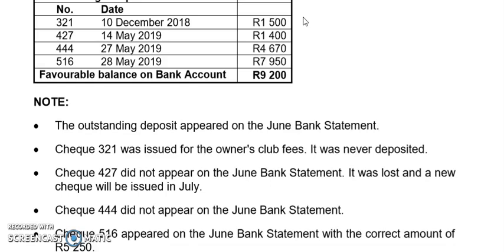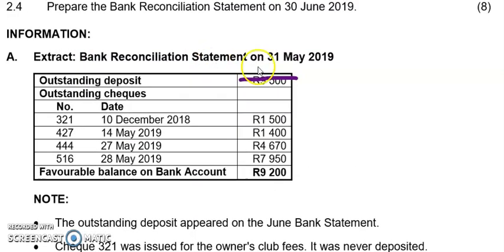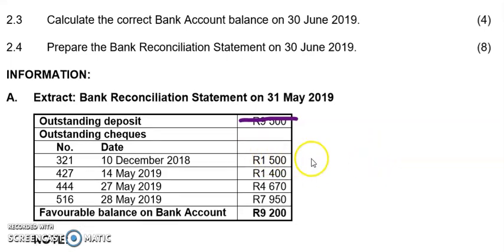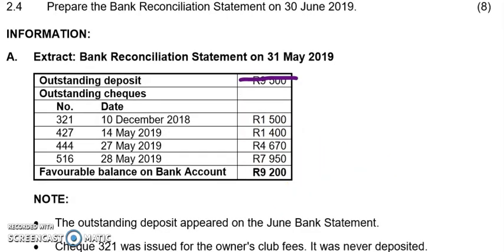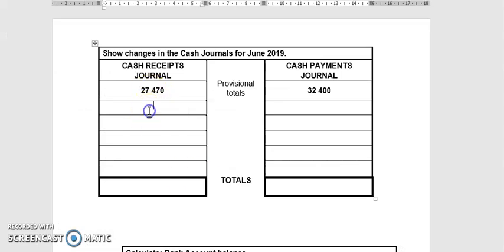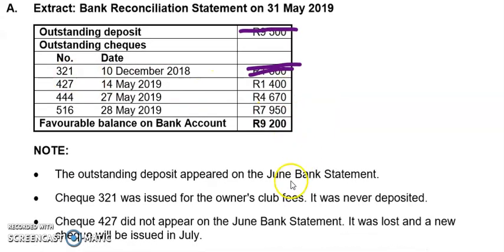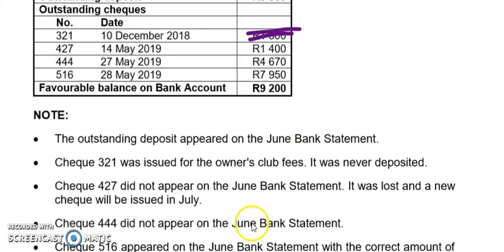We need to cancel the check and we do it in the CRJ, and you can see 10th December, we're at 31st May, or rather now, so we're doing 30th June's recon. It's well over 6 months, so it's a stale check; cancel it in the CRJ. So I go there and I just enter 1,500. You don't really have to worry about that, just enter 1,500.